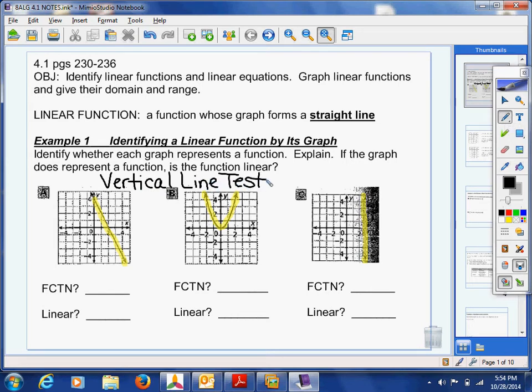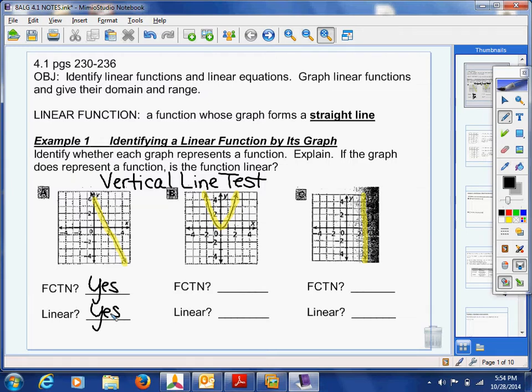Okay, so for letter A, if you draw a vertical line anywhere along that particular line, you will see it passes through exactly and only one point. So yes, this would be a function, definitely a function. Now, but is it linear? That's our second thing we need to consider. So look at your graph. Is it a straight line? Absolutely, yes it is. So not only is letter A a function, it's a linear function because it happens to be a straight line. Now let's look at letter B.